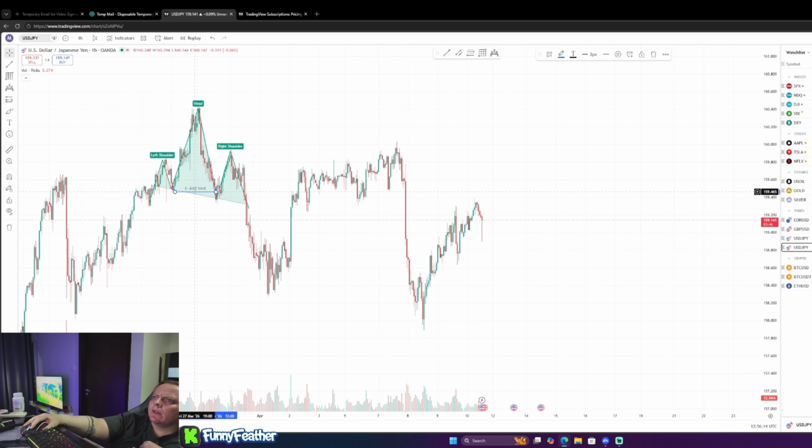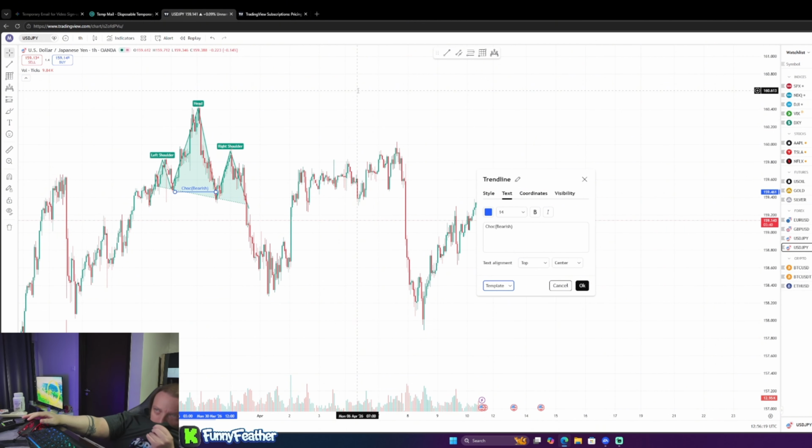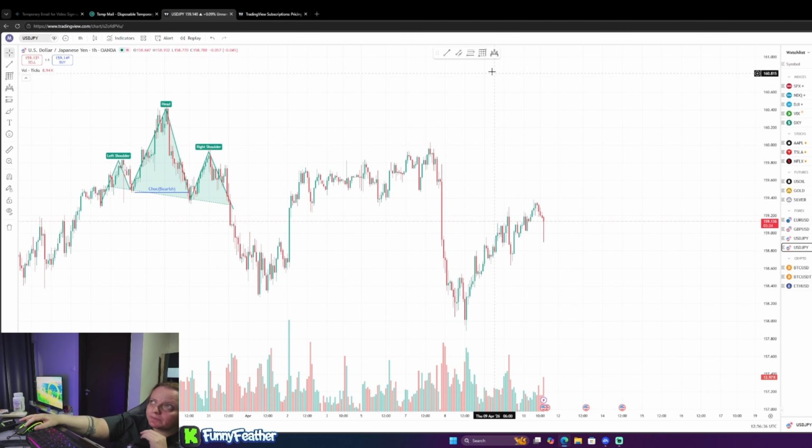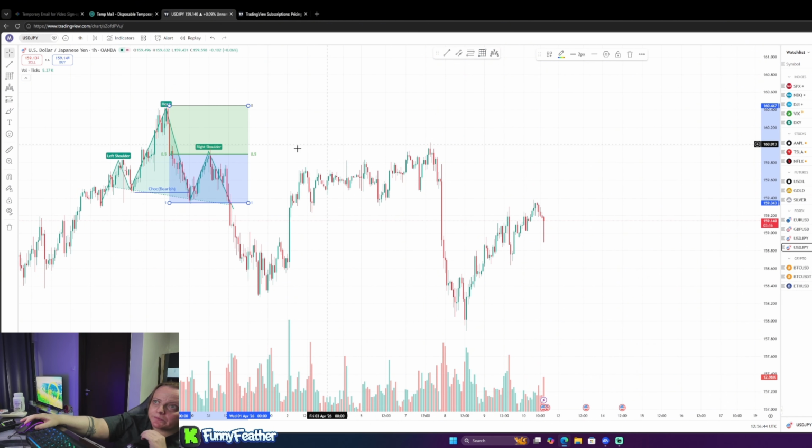Right, so we go like this, templates, click, CHoCH bearish. Okay, so now we can see that the CHoCH has occurred, and then what we can do is we can wait for the shoulder to appear. Now, where did the shoulder appear? Let us see. By using the gun box, we put it over here. Boom. And it came up to the 50% level. And so that's where we could have placed our trade to go for a sell.